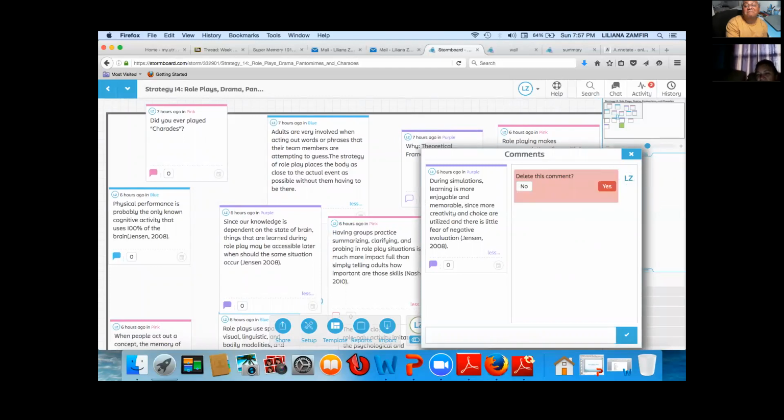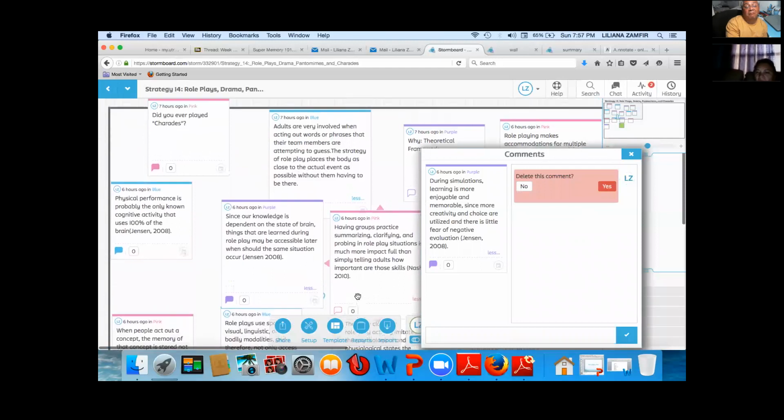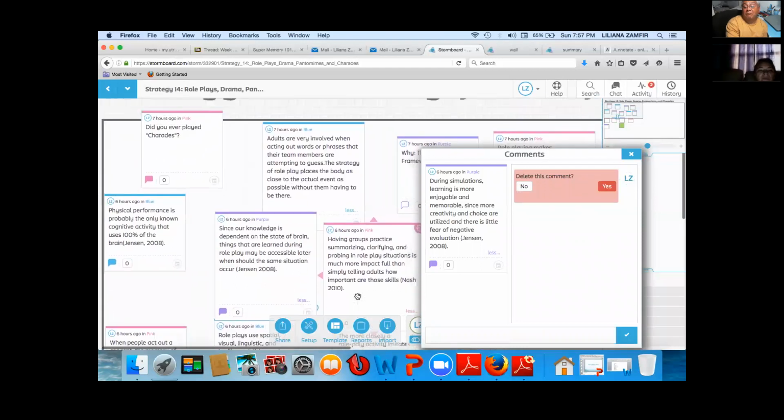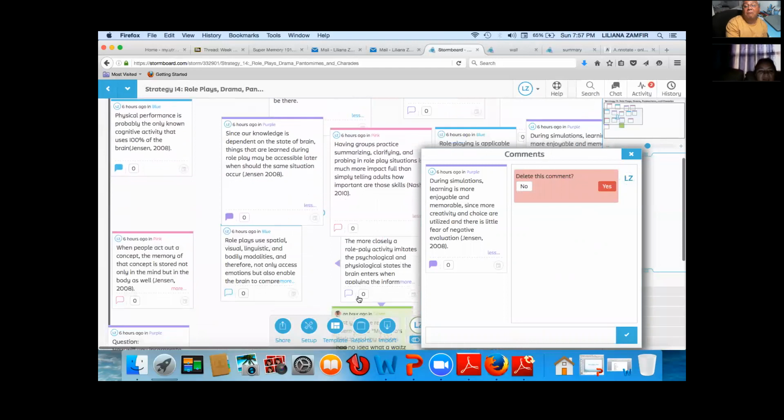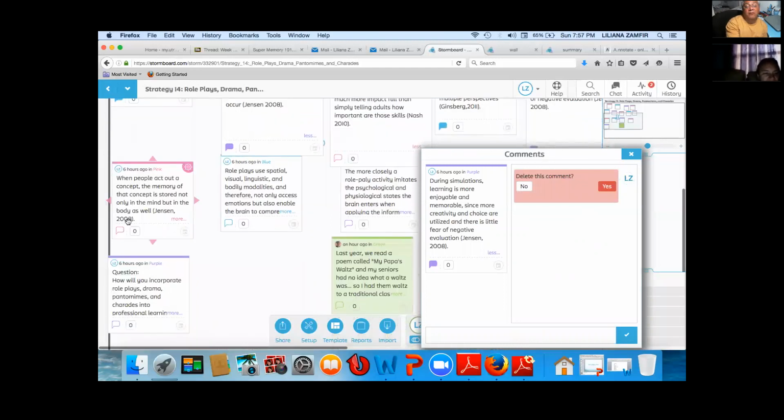So each of these ideas from strategy 14 can be used. We can add questions, we can talk about it, put everything together. Any of them, any of them.